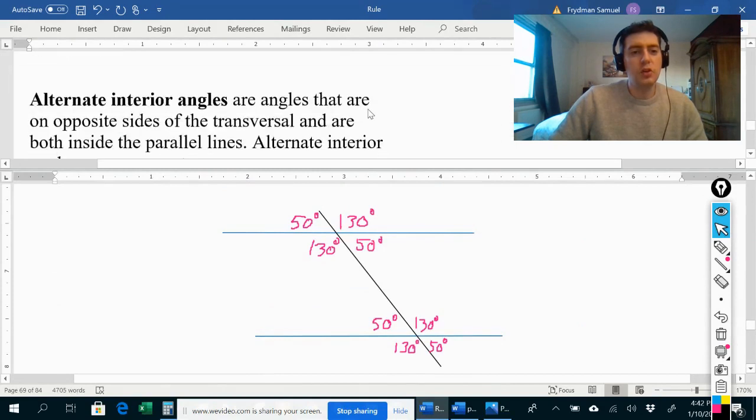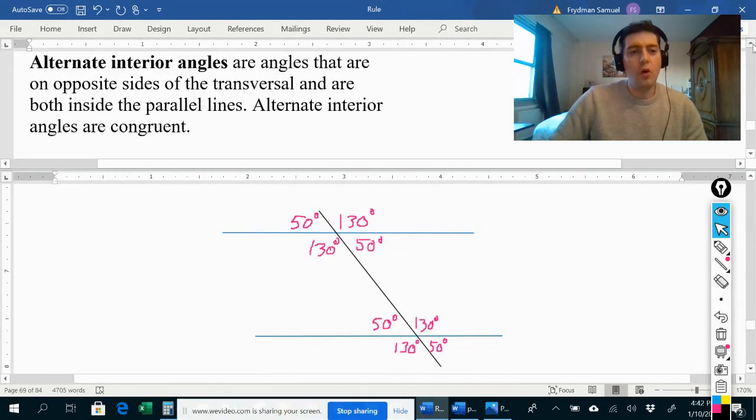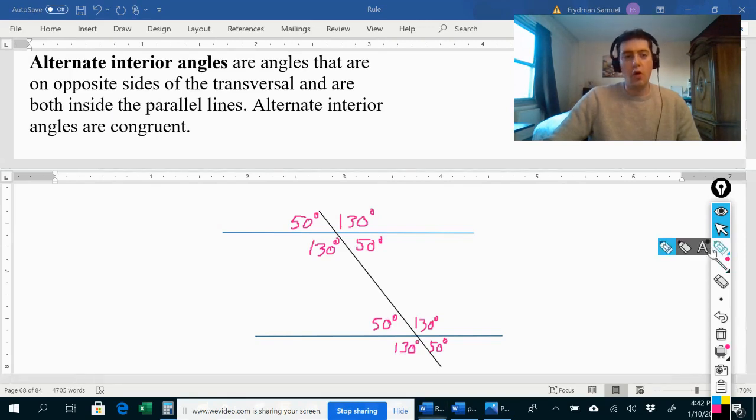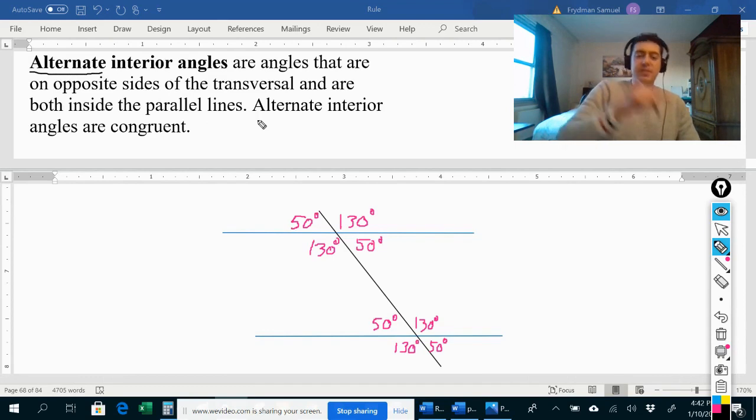All right, so now moving on. Now let's get to alternate interior angles. Alternate interior angles are angles that are on opposite sides of the transversal and are both inside the parallel lines. So the word alternate is going to refer to the fact that they're on opposite sides of the transversal, and the word interior is going to refer to the fact that they are inside the parallel lines.